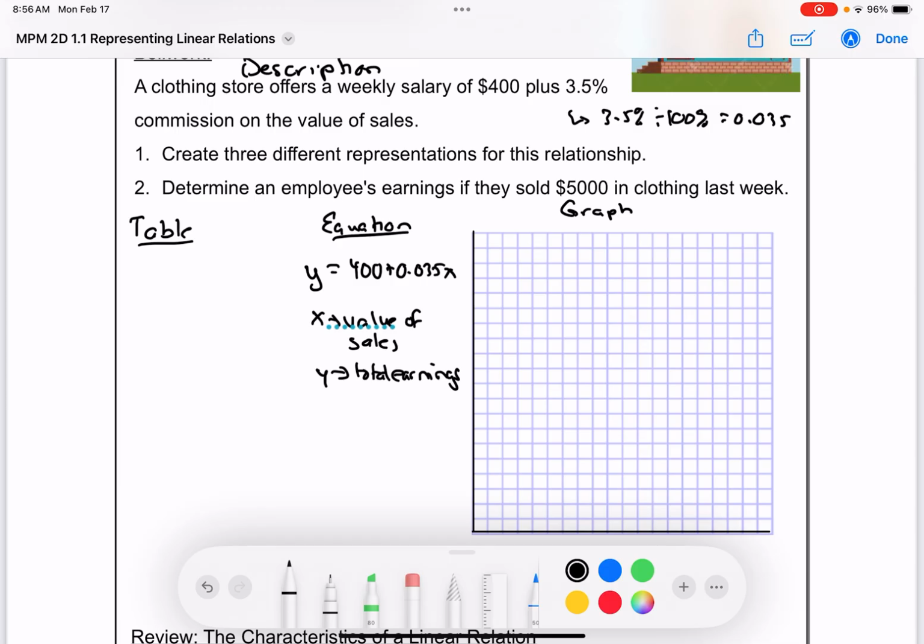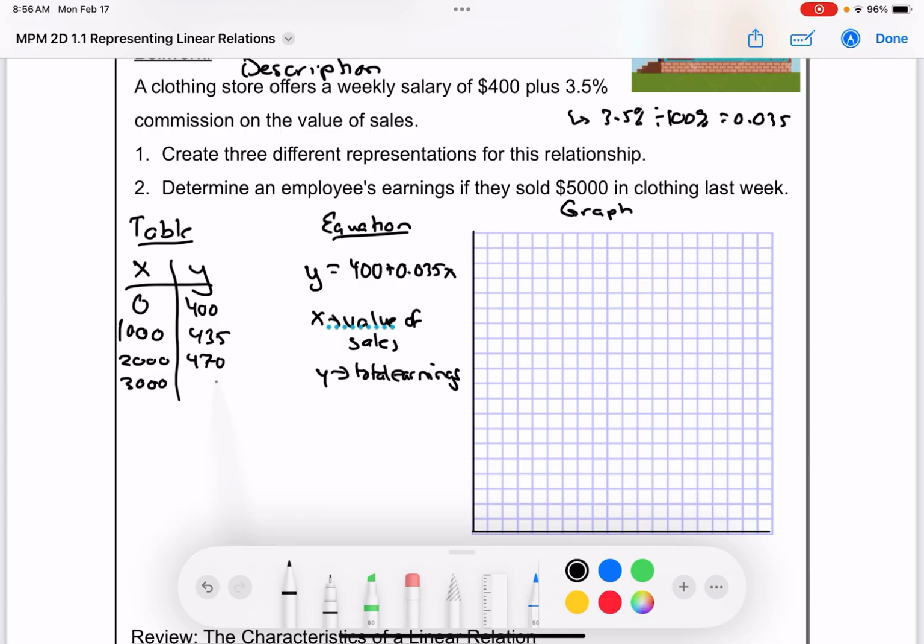In a table format, you'd have x, y. At 0, you make $400. I would count up by something pretty big over here, so like 1,000, because that's still only going to get you $35. Okay, so every $1,000 you sell, you get $435 now, and then at 2,000, you get $470. Remember, it's linear, so you can keep going.